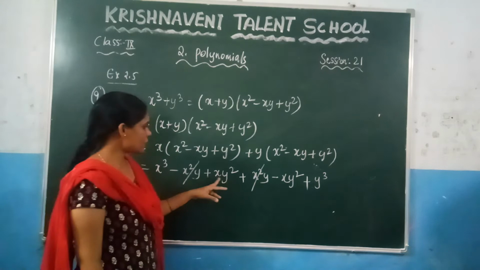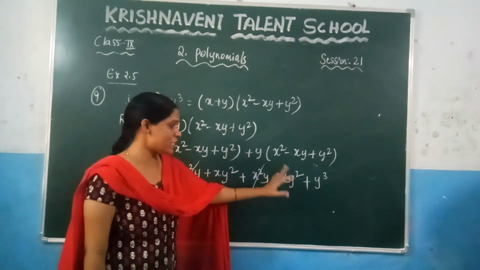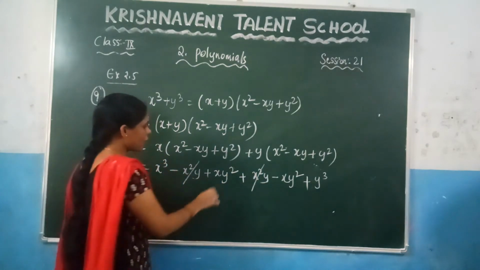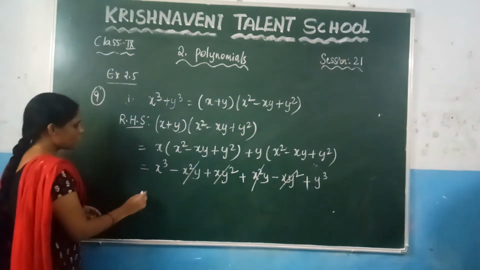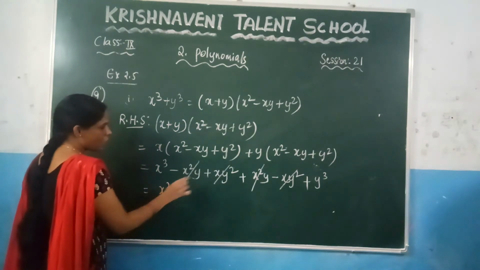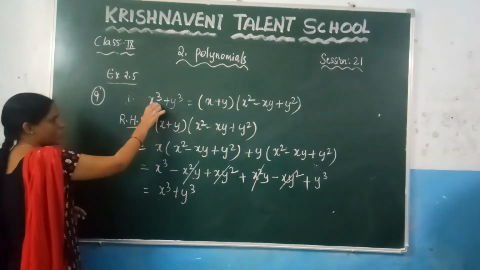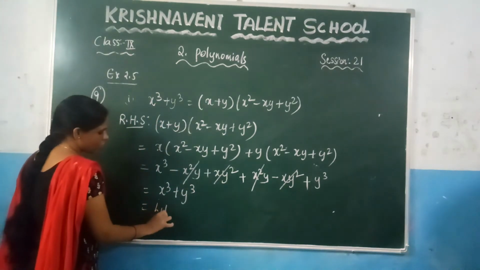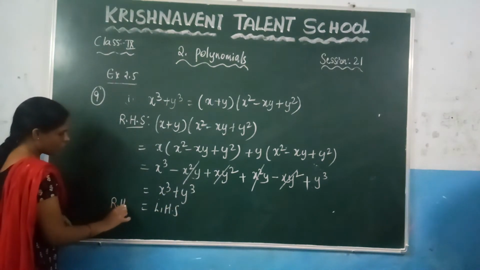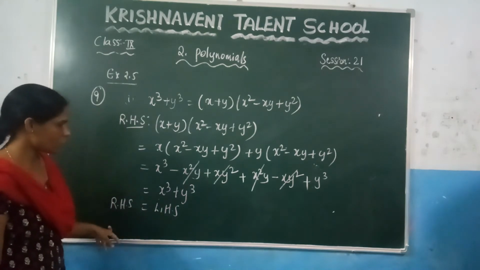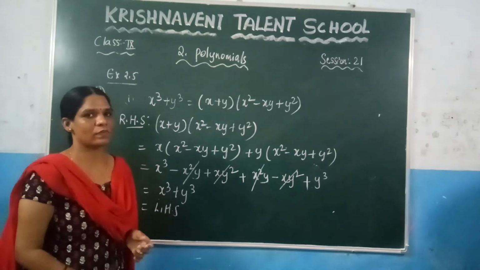Similarly here plus xy square is there, and here minus xy square is there. So you can cancel these two terms again, since we are getting the answer as 0. Now what are the terms left out? x cube and y cube. What is x cube plus y cube? It is nothing but our LHS. So we have proved that LHS is equal to RHS, so we have verified this statement. The statement they have given is true.